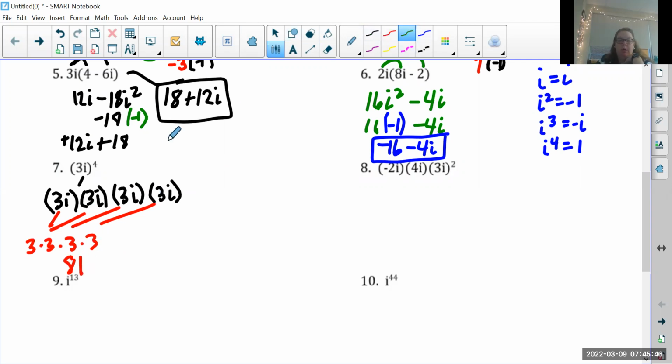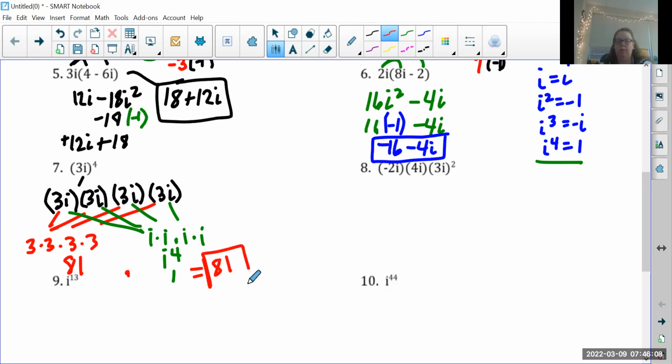And then I'm going to pull all the i's. So i times i times i times i. That's i to the 4th. We look back over here, i to the 4th equals 1. So this is really 81 times 1. That gives me 81. A lot of times people are adding them, but this is all multiplication. There's no addition anywhere. So this is just 81. So this imaginary number that got raised to the 4th power became a real number.